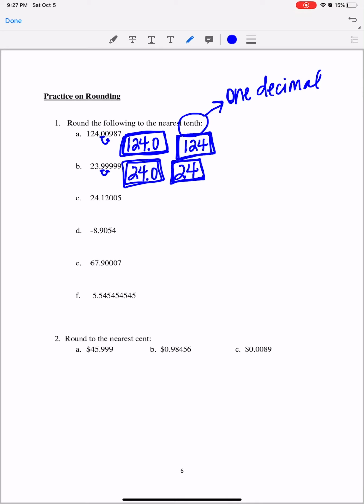Now, these are a little bit more traditional rounding. 24.12005. That 1 is in the tenths place. So look at the number behind it, because that 2, it's 5 or greater makes it round up, 4 or less makes it stay the same. So that 2 makes that 1 stay the same. So this is 24.1. Okay, no other option on that one.